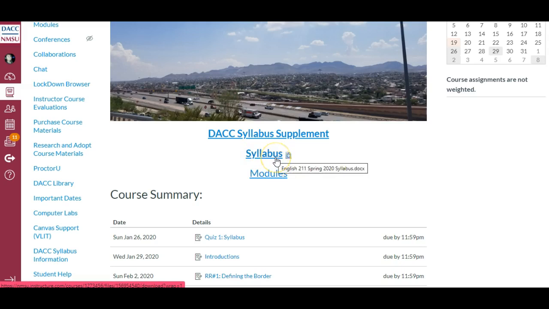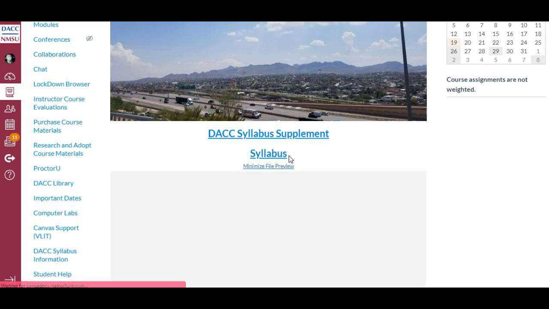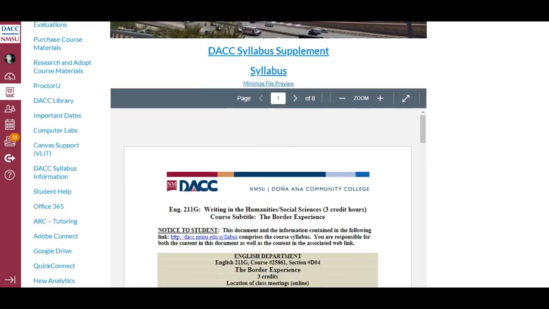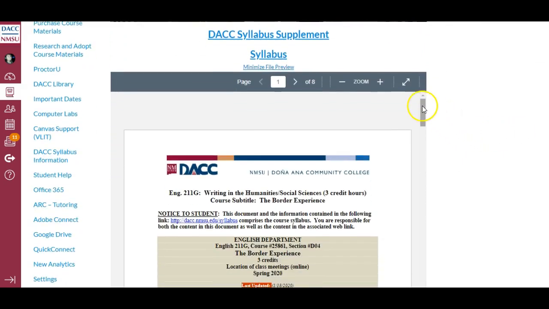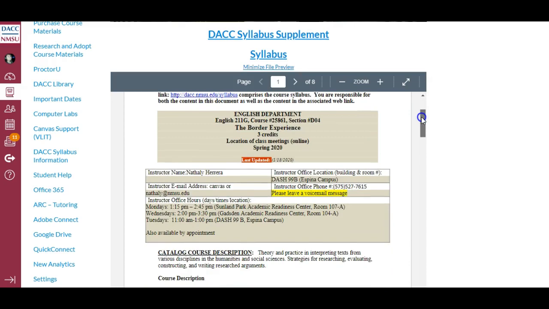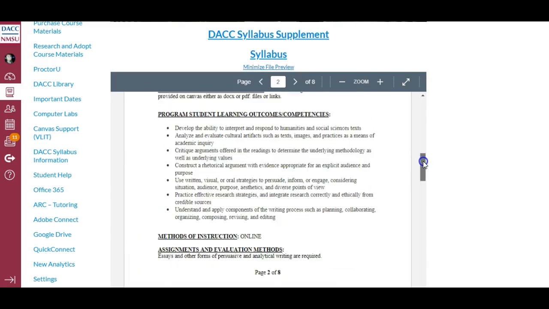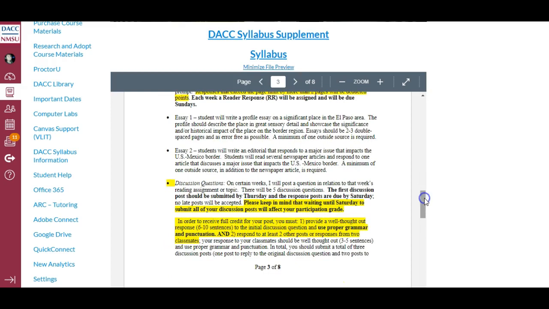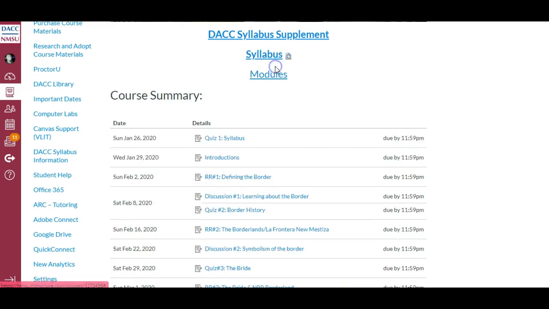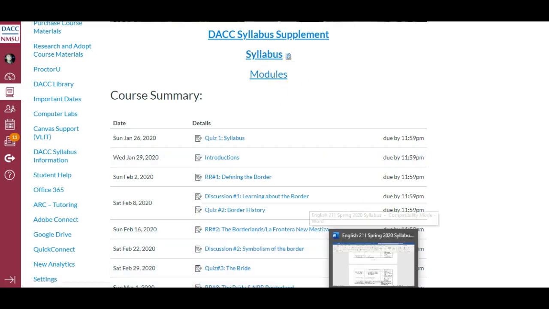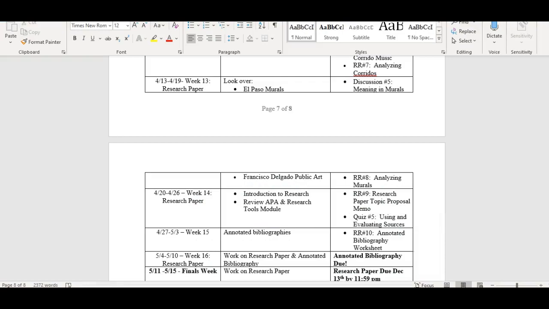Now, you have two options. One is to go ahead and preview the syllabus. So if you click on the magnifying glass, you will receive a file preview. And here you can, of course, view the syllabus without actually downloading it. However, if you prefer to download and print out the syllabus, then go ahead and click on Syllabus and it will download as a Word document.